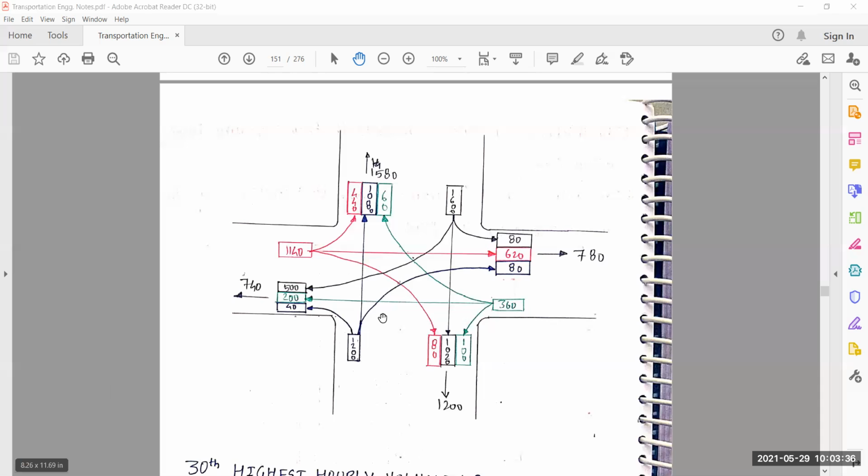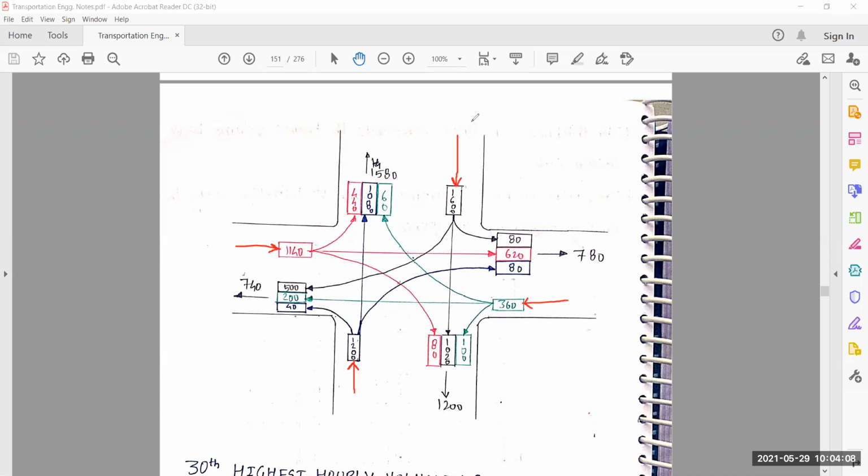So here we see 1140 vehicles will be reaching towards the intersection. Also from here, 360 vehicles will be entering our intersection. Also from here 1200 vehicles will be entering. Also from here, 1600 vehicles will be entering.